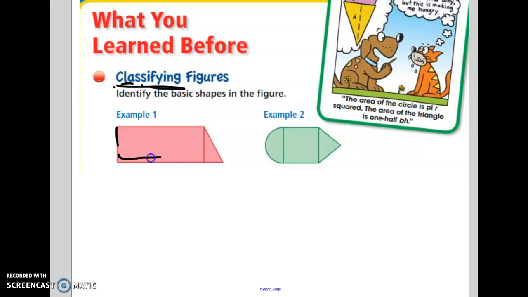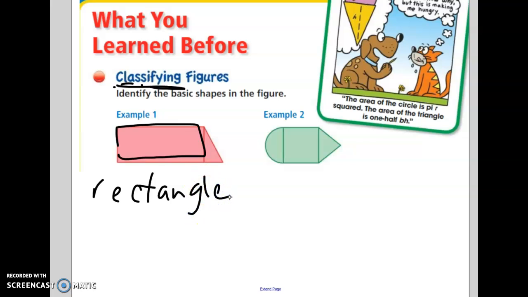In example 1, you see one of these is a rectangle. So that's one. There's another one in here that is a triangle. So far, so easy. Jumping over to example 2.